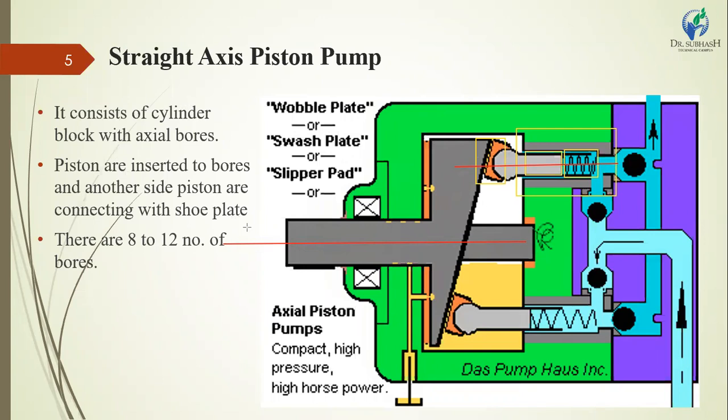The shoe plate is mounted on the swash plate. Here the shoe plate is mounted on the swash plate. This is called the swash plate, which is fixed at an angle to the axis of rotation. The angle of the swash plate can be varied to change the discharge. This is called the angle. This is the swash plate angle. It can be varied as per the requirement of our discharge outlet.